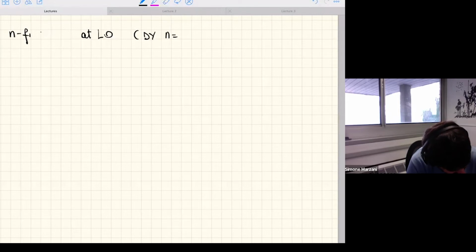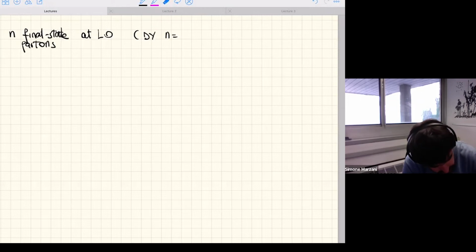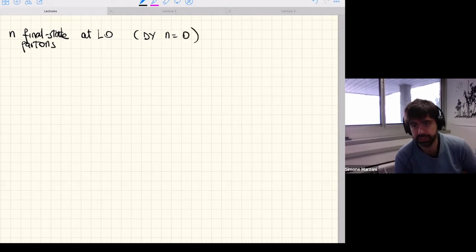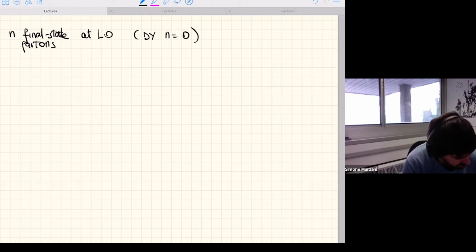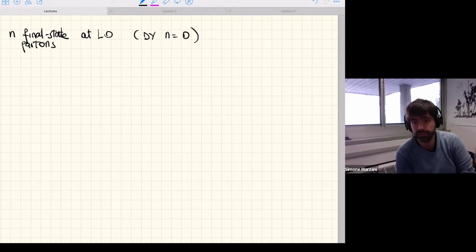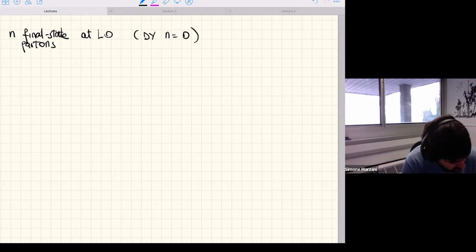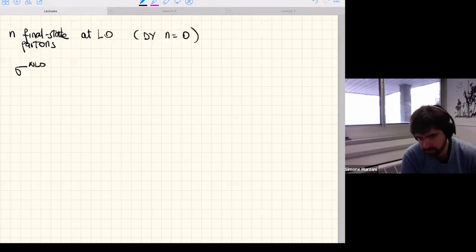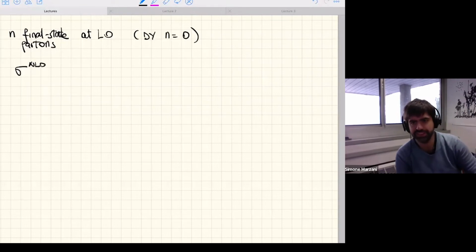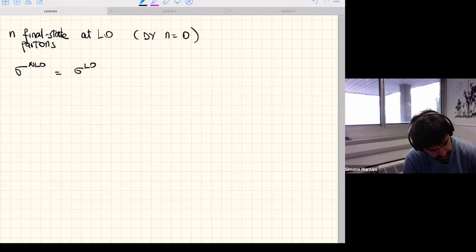So Drell-Yan has 0 partons in the final state. What can be done, and people actually know how to do this in a fairly automated way, is that we can calculate all these processes at next-to-leading order. We can actually do better, but let's stick with next-to-leading order. Generically, this will be the leading order cross-section plus the real contribution at next-to-leading order plus the virtual correction.